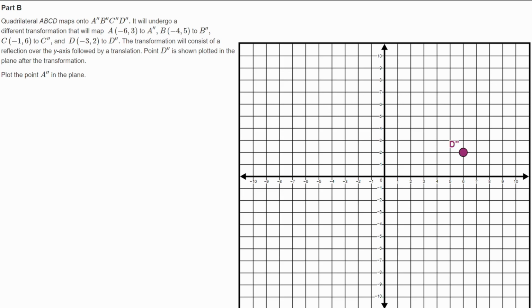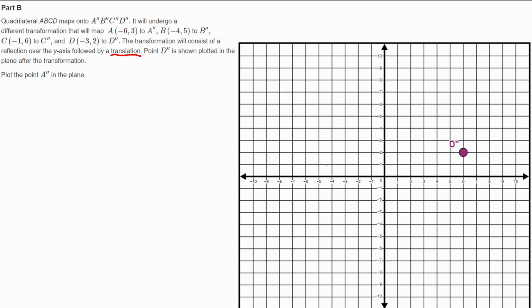Now, notice here, it doesn't tell us what that translation is. Once again, we should all be looking at this text up here. It just says a translation. It doesn't tell us what that translation is. Now, it says point D double prime is shown. So they give us point D double prime, and then plot it in the plane after the transformation. They want us to plot A double prime. And we're also going to write the coordinates for it.